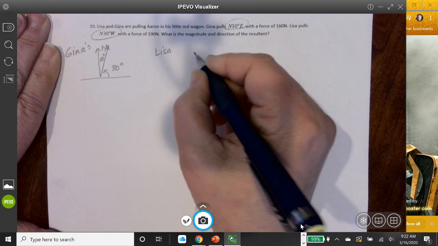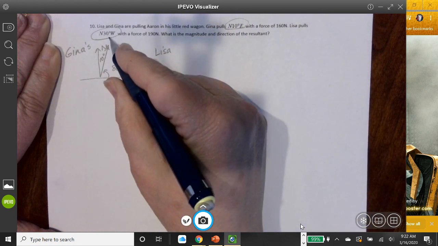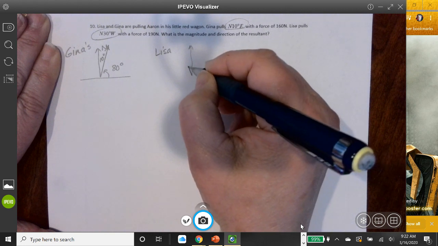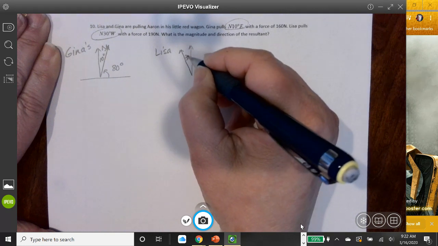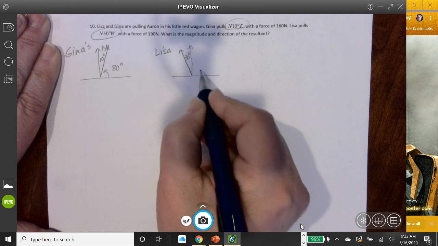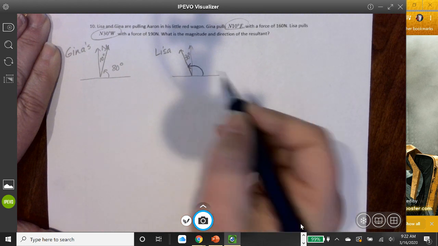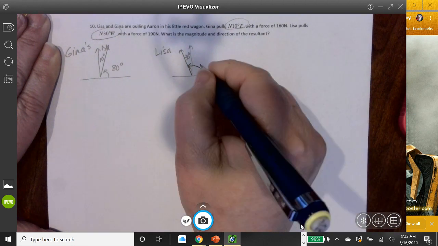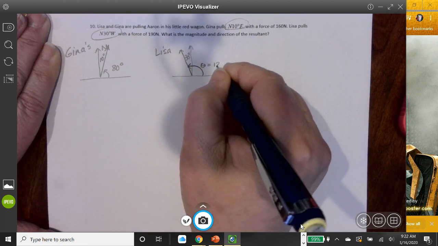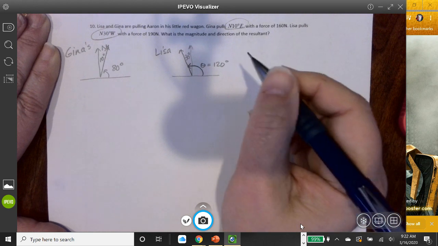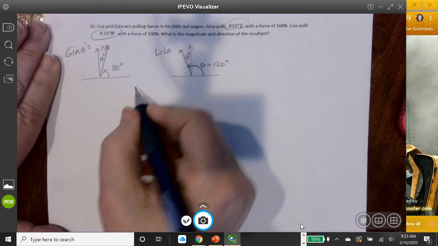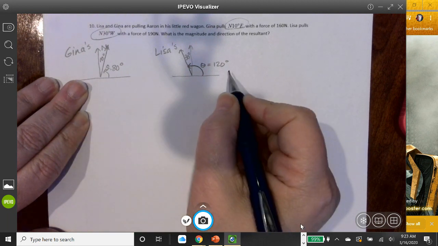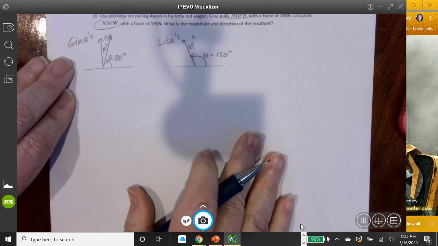Lisa's, she's west of north. So this is 30 degrees west of north. Her direction angle is this way, so it's going to be 90 plus 30, which is 120, right? I'm going to add correctly this time. I'm still smarting about that one back before. Okay, so those are their direction angles: theta equals 80 and theta equals 120.